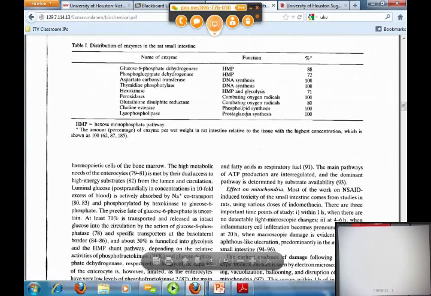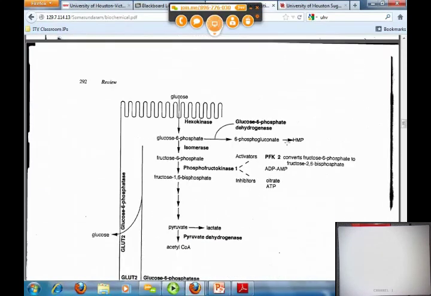So you can check here the enzymes, glucose 6-phosphate dehydrogenase. All these enzymes are more than 80% present here, except the HMP shunt enzymes. Some of the enzymes are 100% present in the small intestinal epithelial cell. These are the work which has already been published, and these led us to hypothesize a new pathway.